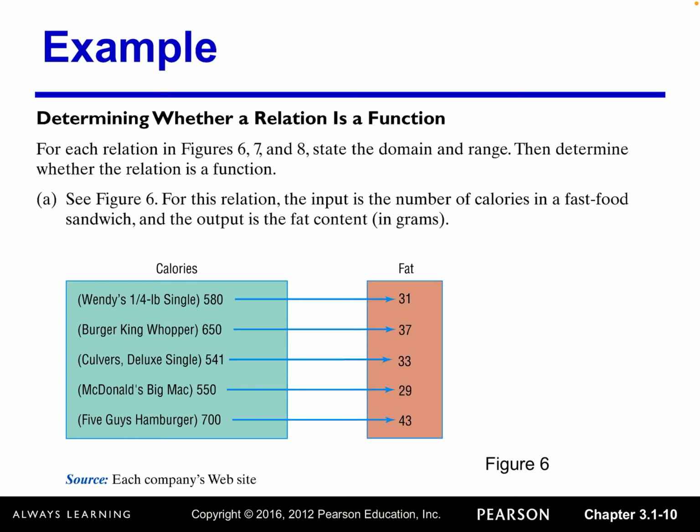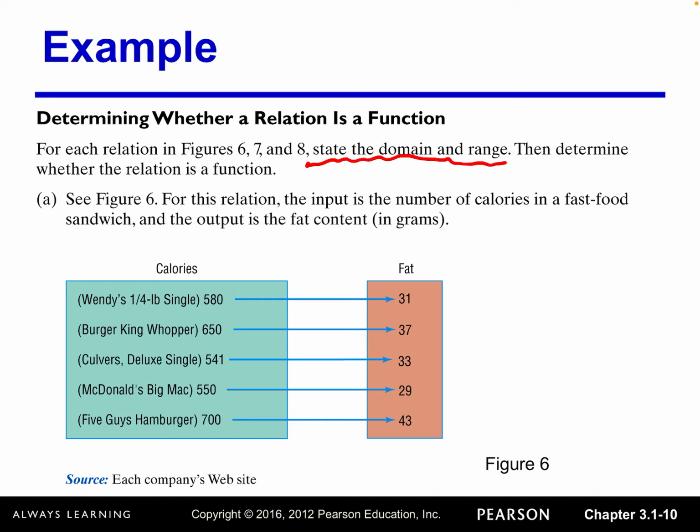So now let's look at the example. Determine whether a relation is a function. For each relation in figures 6, 7, 8, state the domain and the range, then determine whether the relation is a function. All right, let's look at A, figure 6. The left-hand side represents calories, the right-hand side is the fat, the fat contents in grams.